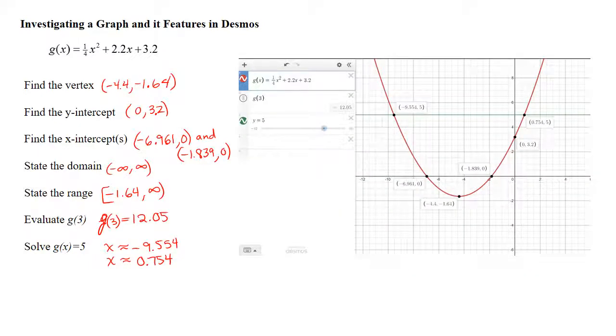So here are all those values that we talked about when we looked through Desmos. I just wanted to have them all written out nice and neat so that you could double check what you wrote down yourself.